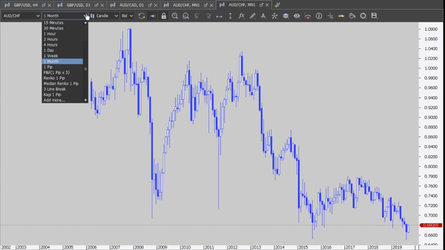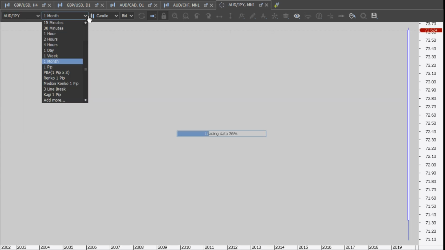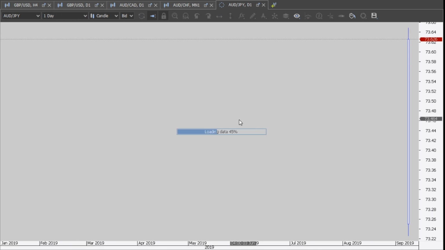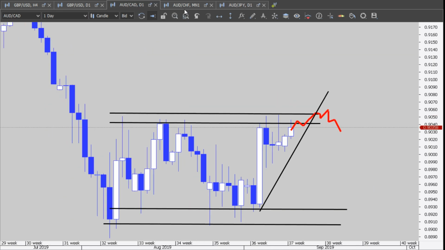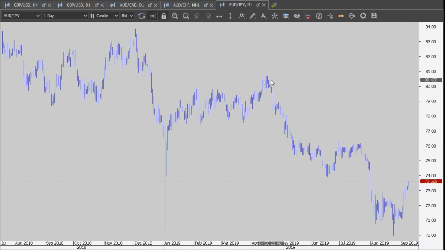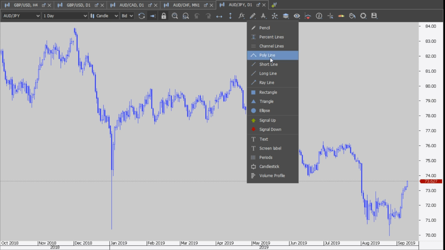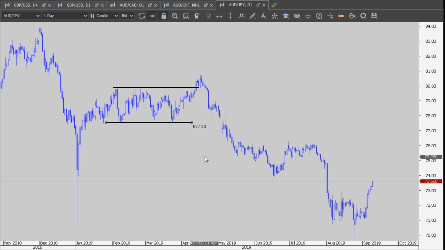Next, we are losing time. Yes, sir. AUDJPY Daily Chart. Let's move on to the other one. So we have on AUD-CAD sideways movement, AUD-CHF sideways movement, AUD-JPY. Looking here, sideways channel, sideways channel.